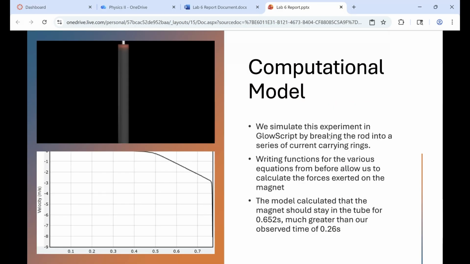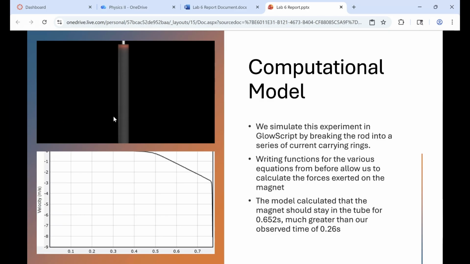We then simulated this in a computational model. The magnet goes through the tube, and its velocity is graphed as a function of time. It starts quite slow, then its speed increases linearly, and then increases very suddenly.